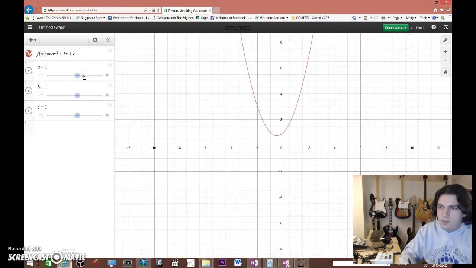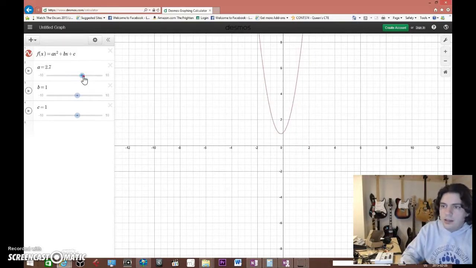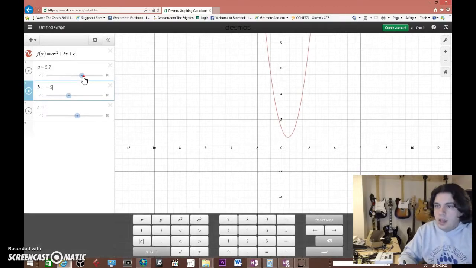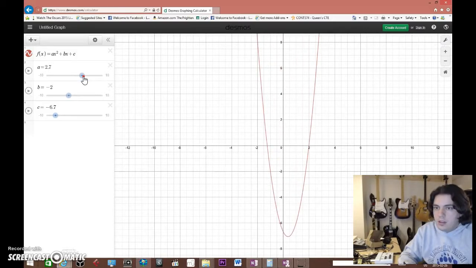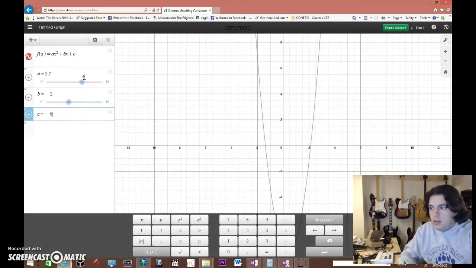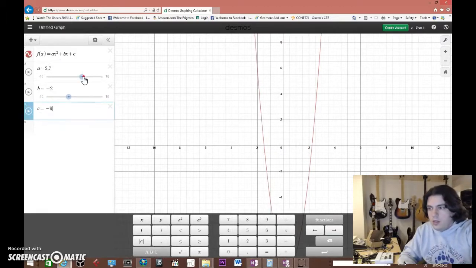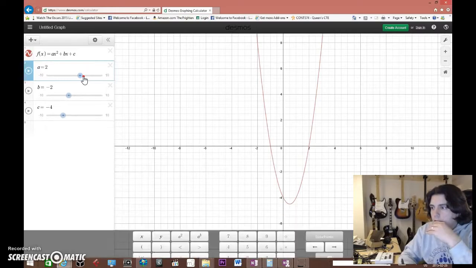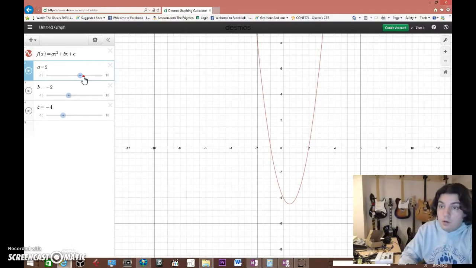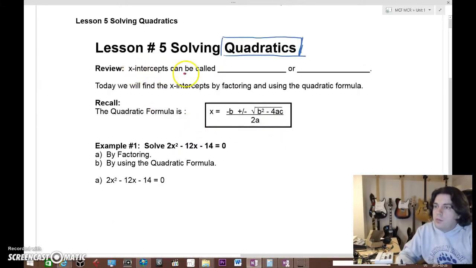I'm just showing you an example really quickly here in Desmos where we can make different values of a, different values of b, and different values of c, and just float around a function like that. Here we have an example of a quadratic function where f of x equals 2x squared minus 2x minus 4, and that's the function we'd get. And today we're going to talk about solving it.